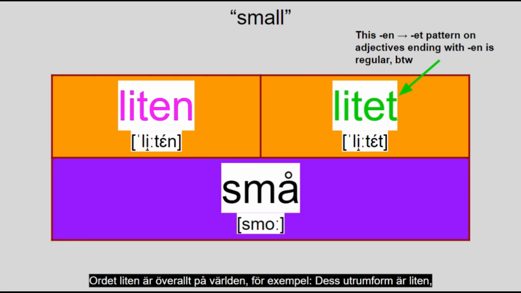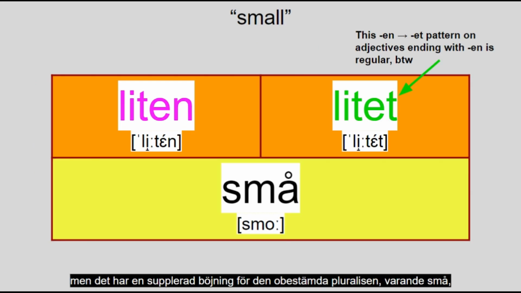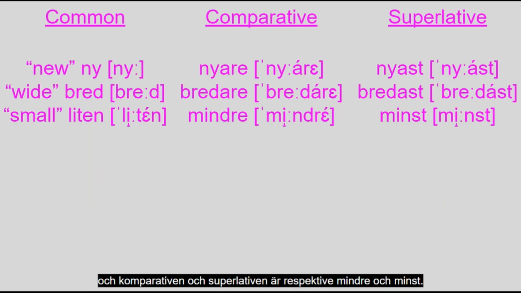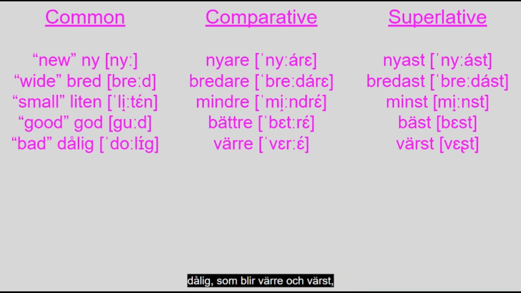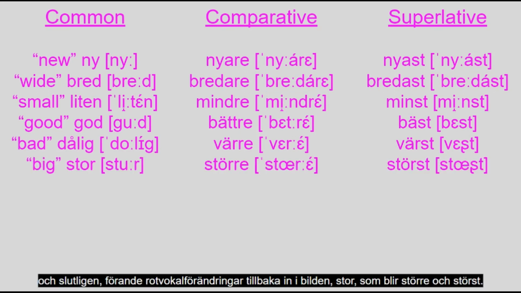The word for small is all over the place. For example, its base form is liten, but it has a suppleted inflection for the indefinite plural being small, and the comparative and superlative forms are respectively mindre and minst. Some other examples are god, which becomes bättre and bäst, dålig, which becomes värre and värst, and finally, bringing root vowel changes back into the mix, stor, which becomes större and störst.